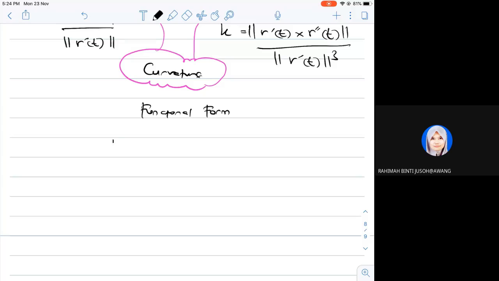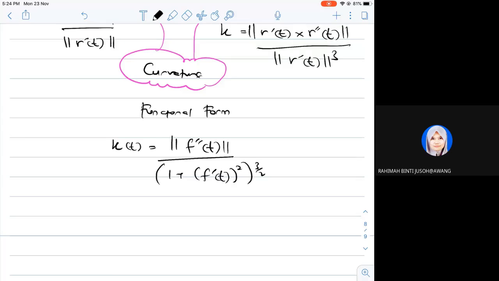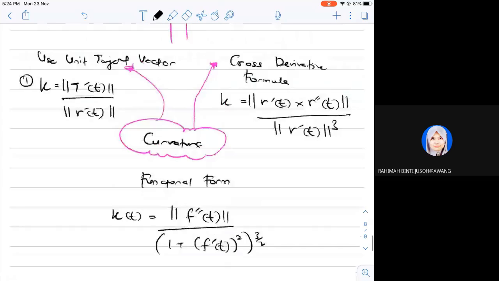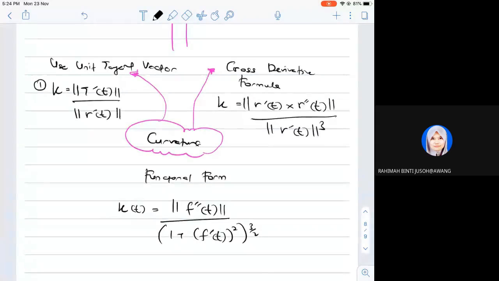It's a bit unique, this functional form formula. Okay, curvature equals to the magnitude of f double prime t divided by 1 plus f prime t squared, to the power of 3 over 2. This is the formula of functional form. Guys, actually you can choose either one of these formulas. However, I will give you tips.